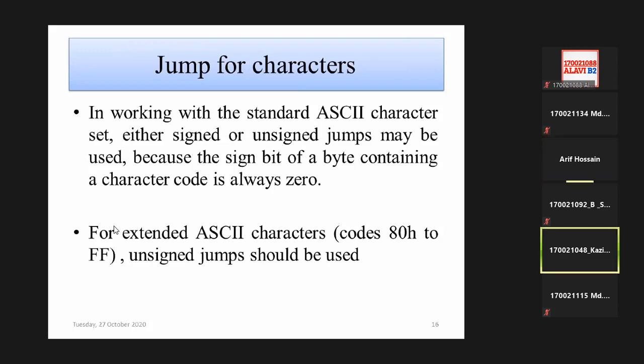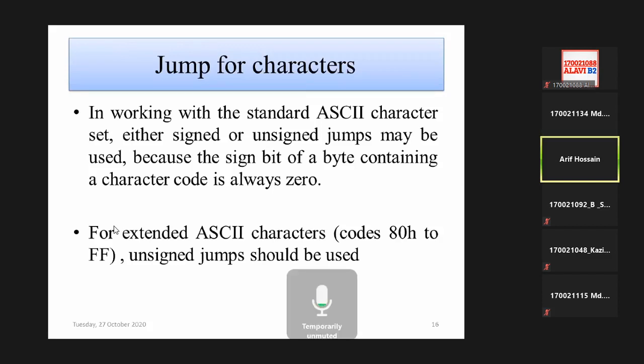So whenever you go for jump for characters, it is safe to say that always use unsigned jumps. Do not use signed jumps, because we do not go for signed interpretation of ASCII numbers. We always go for unsigned interpretation of ASCII numbers. So it is better to use unsigned jumps in all the cases of the characters. All right? Is this portion clear? Please let me know.